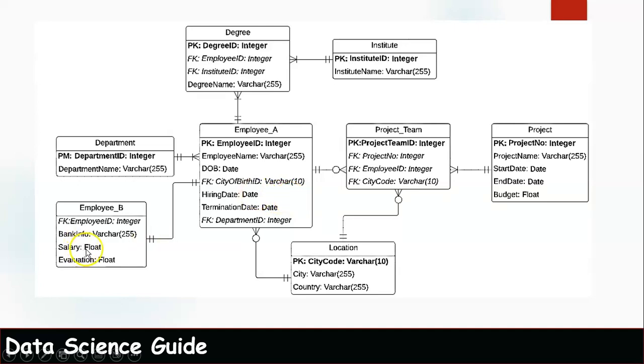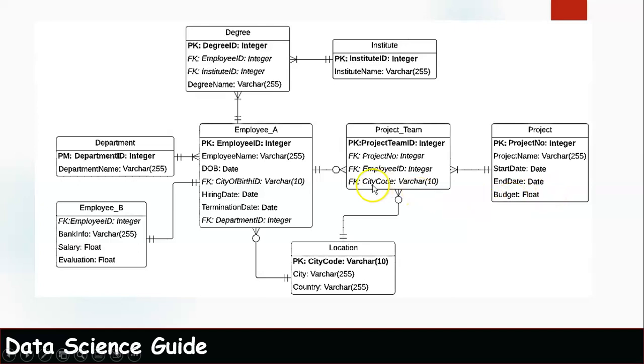And for salary, we used float because this is a decimal data type. Same thing for evaluation. We might have some evaluations with 4.5, 3.1, 3.2, so we need to use decimals here. And the same thing for the project budget. Any field that requires decimals, we are using float. However, in some cases we can use money. Here I prefer to use float data type.